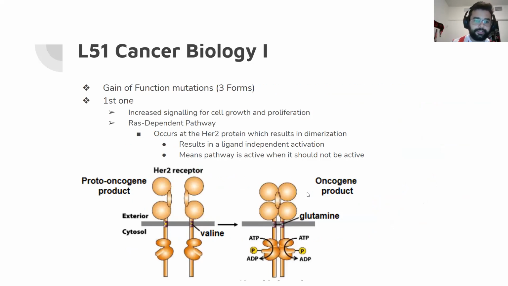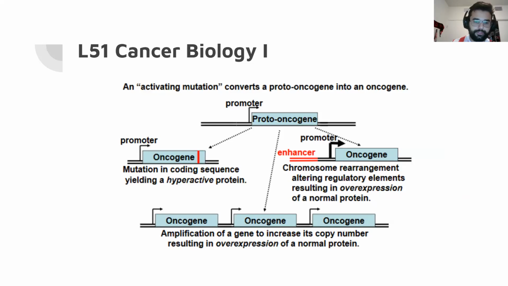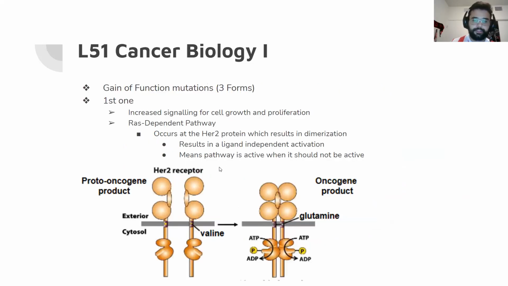So the first thing we're going to talk about is a gain of function mutation, which is referring to this mutation area right here. There are 3 forms of gain of function mutation. The first one is when we're increasing the signaling for cell growth and proliferation. Remember we talked about our RAS dependent pathway, so we're going to go into a little bit more detail on it.